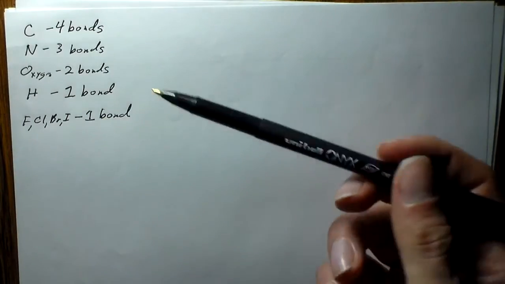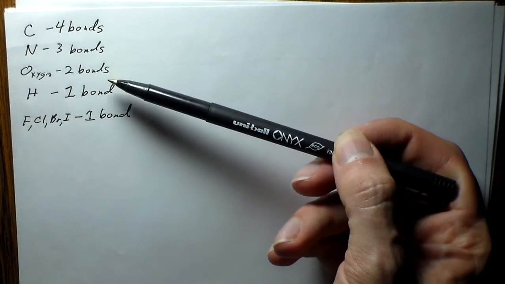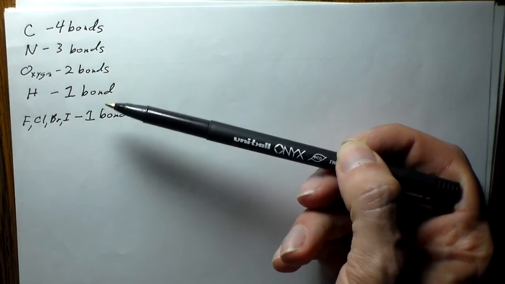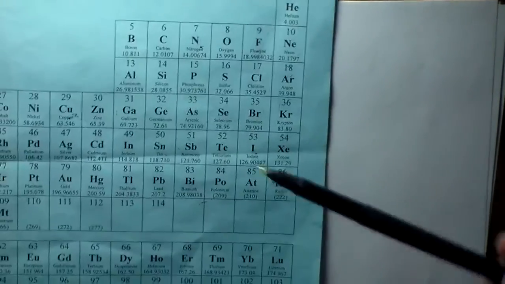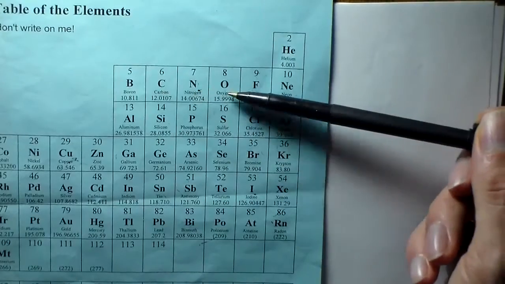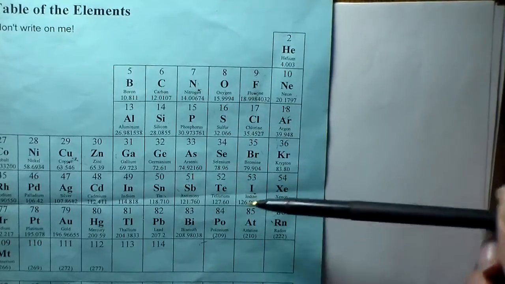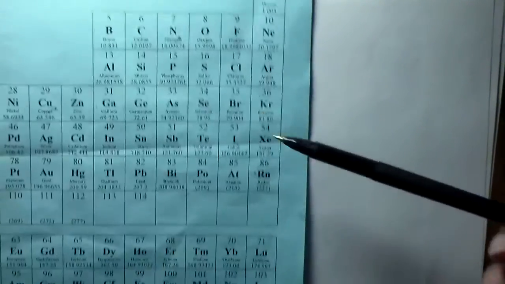So the basic rules are that carbon is always going to have 4 bonds, nitrogen is always going to have 3 bonds, oxygen is always going to have 2 bonds, hydrogen has 1 bond, and all the halogens over here, they also have 1 bond as well. And if we go back to the periodic table here, we can see that this is 4, 3, 2, and then everything here is 1. And then, of course, on the other side, we have hydrogen here, which is also 1 as well.